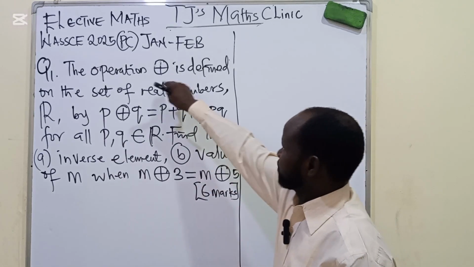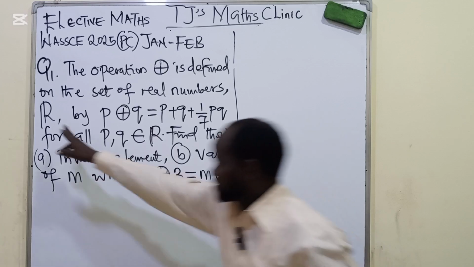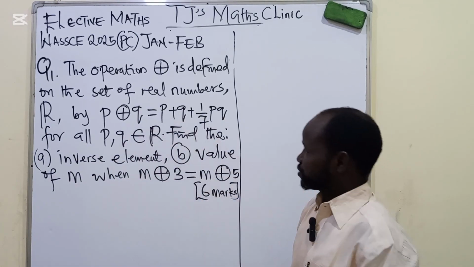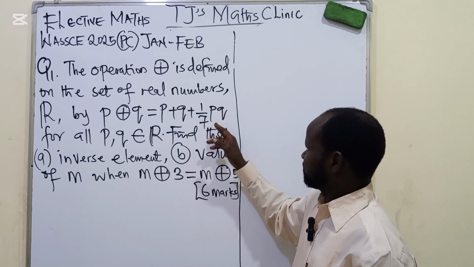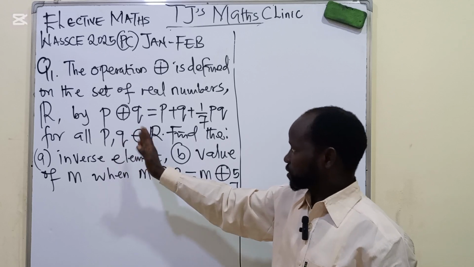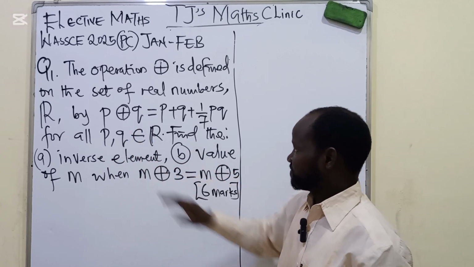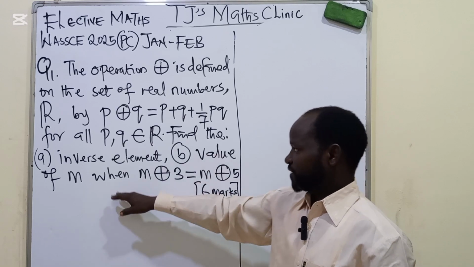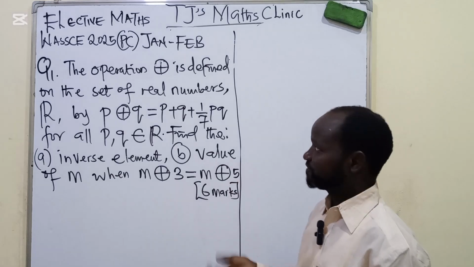The operation, we have an operation here, is defined on the set of real numbers, this is the sign for real numbers, by P operation Q, which is equal to (P + Q + 1) divided by 7 times PQ, for all P, Q belonging to the set of real numbers. We are asked to find A, the inverse element, then B, the value of M when M operation 3 is equal to M operation 5.